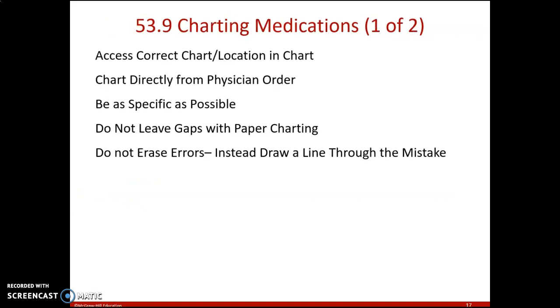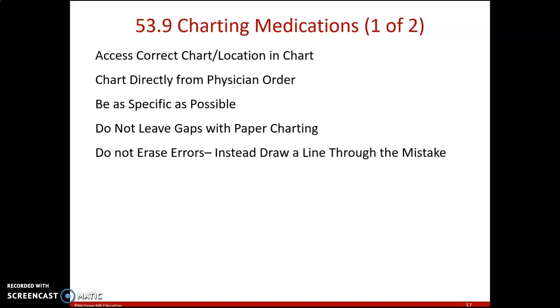So as far as charting medications, this is a very important part of medication administration. We want to make sure we have the correct patient chart and the correct location of the chart. And we want to make sure we have the accurate physician order within that chart. And we're going to be as specific as possible, remembering all those rights we discussed earlier. You don't want to leave gaps because someone may need to come behind you and verify that you actually gave the medication and when you gave it.